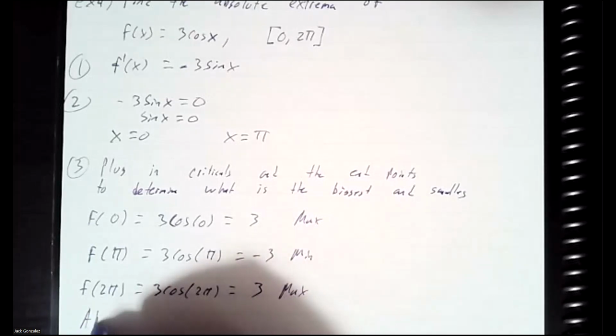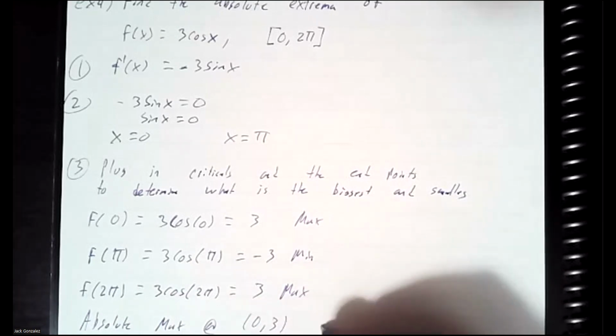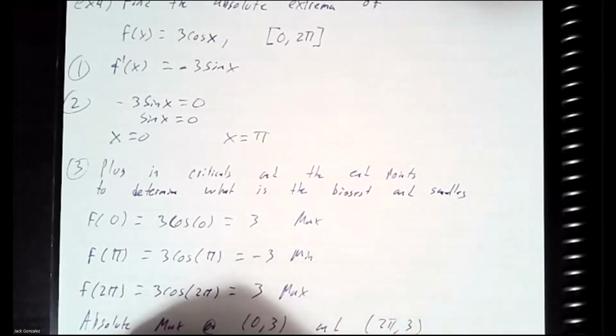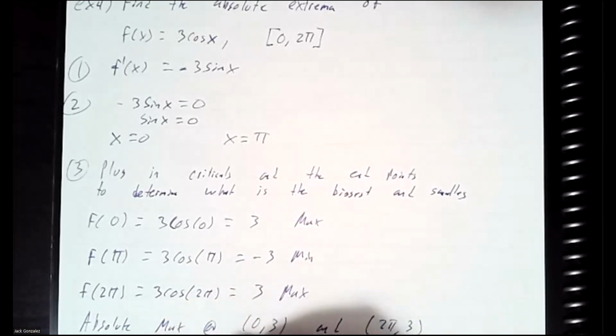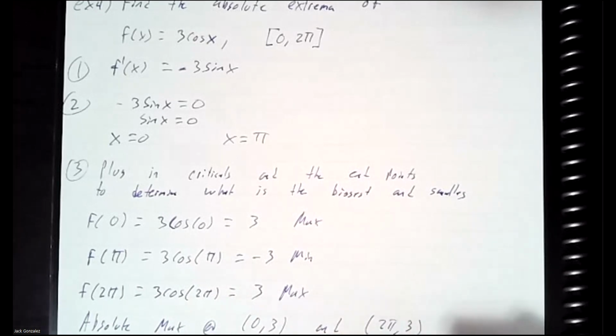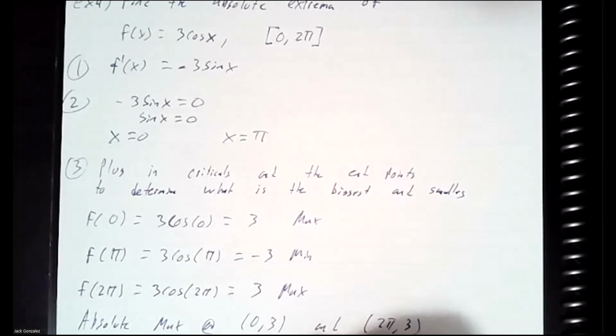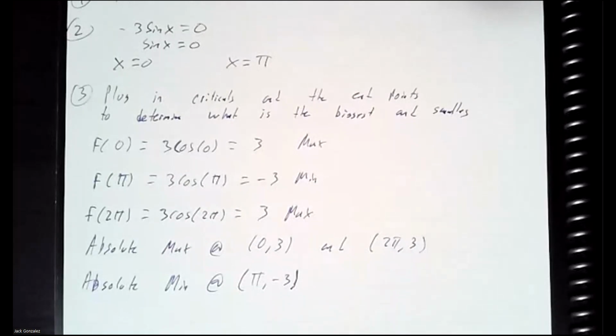So absolute max at 0, 3 and 2 pi, 3. Absolute minimum at pi and -3. And that's it.